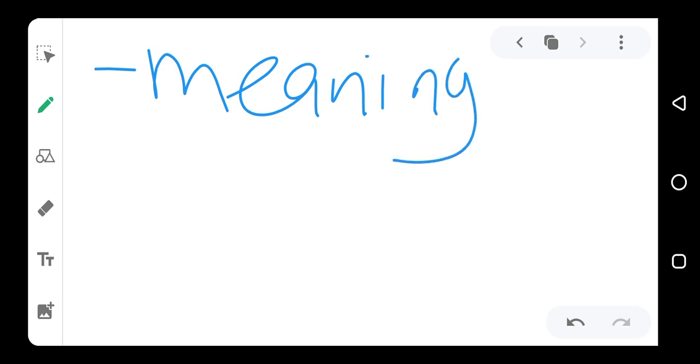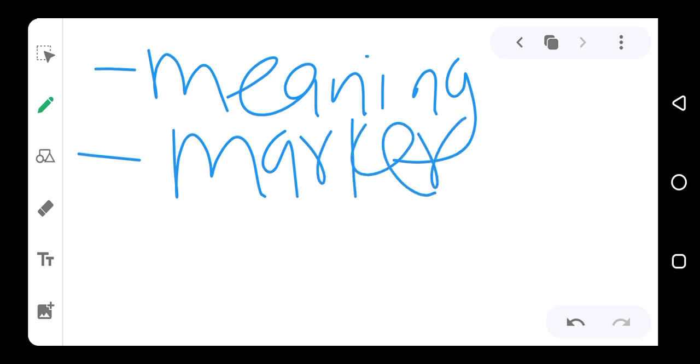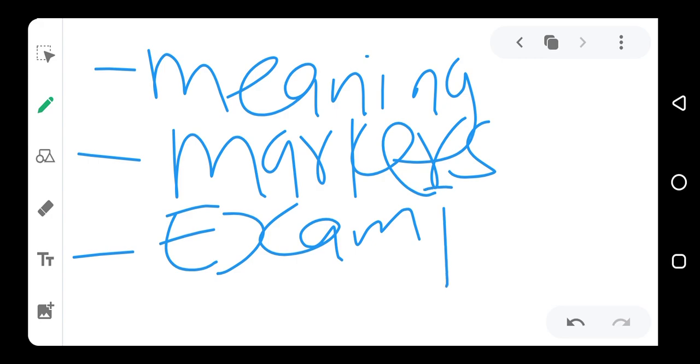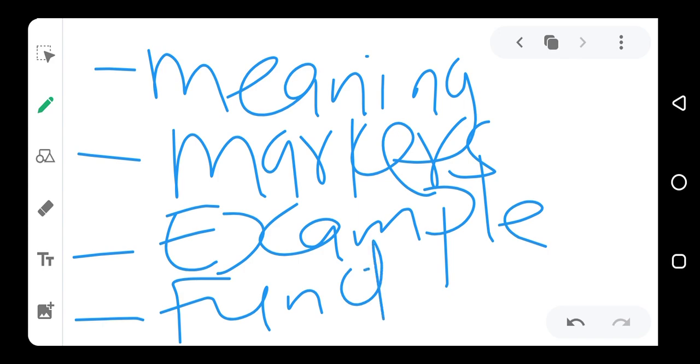We are going to look at the meaning of adjectival clause or adjective clause, and we are looking at the markers of adjectival clause, the markers or identifiers. That is what helps us to identify the presence of adjectival clause or adjective clause in a sentence. And then we look at some examples of adjectival clause, before we talk about the function of adjectival clause in a sentence.